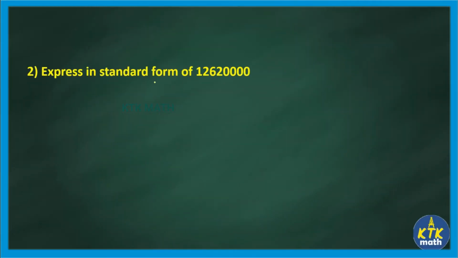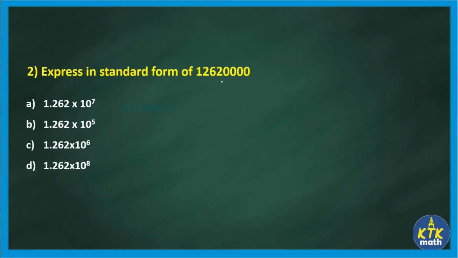Express in standard form 12620000. So we know what is standard form and exponential form. Whenever some number is given to you, you need to express it as a number with one whole digit, 1.262, into 10 to the power. That is, you have to express this in terms of a decimal with one whole number, then express it in terms of 10 powers.